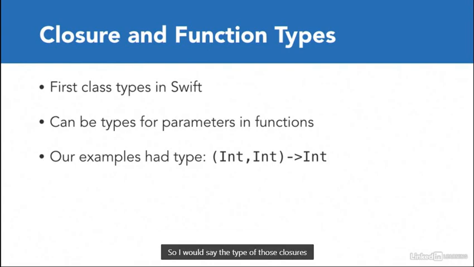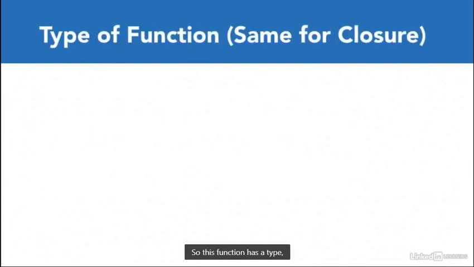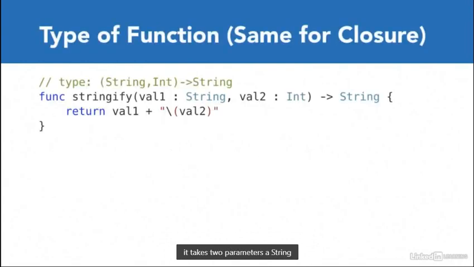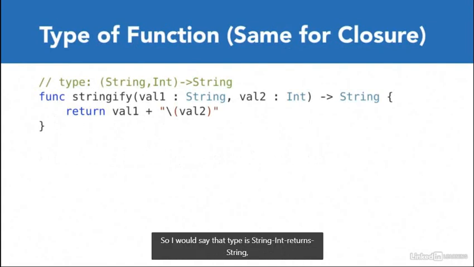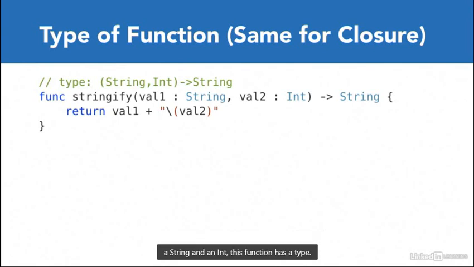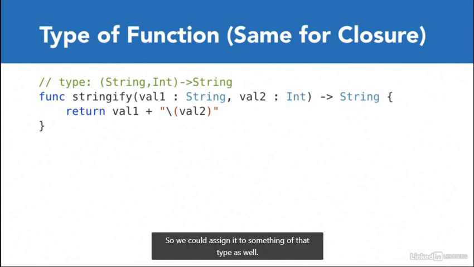So I would say the type of those closures was int returns int. So this function has a type. It takes two parameters, a string and an int, and returns a string. So I would say that type is string int returns string. That's its type. And just like these parameters have a type, a string and an int, this function has a type. So we could assign it to something of that type as well.